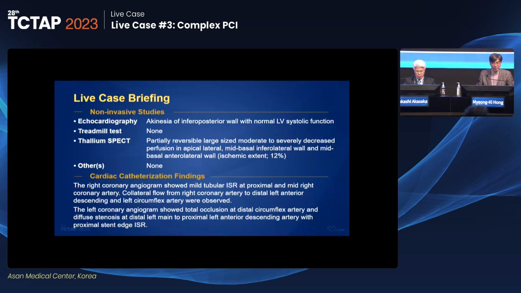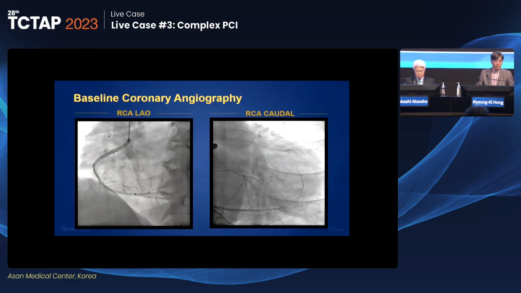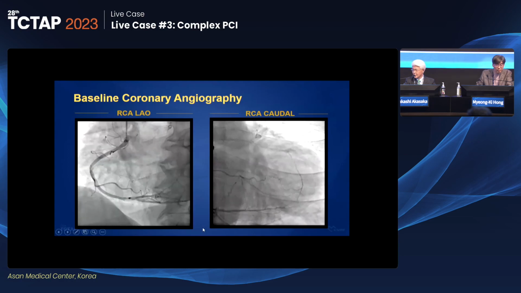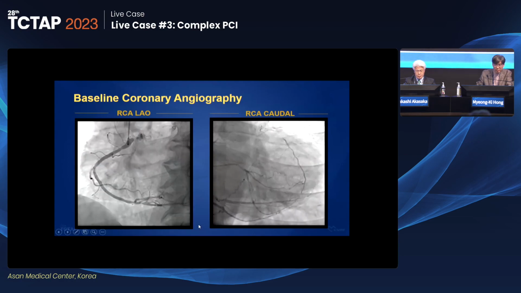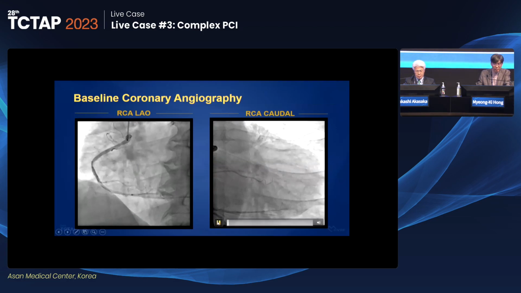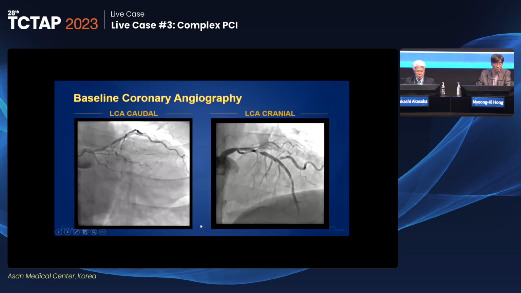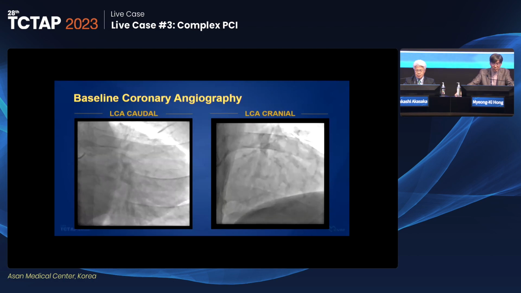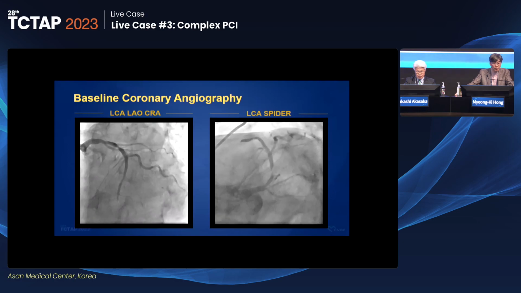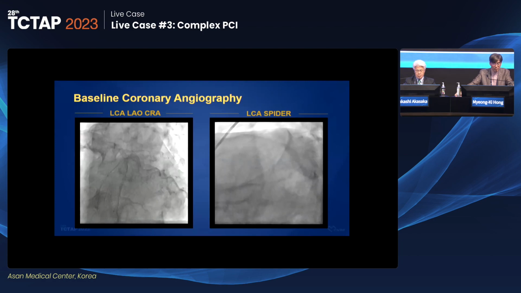Cardiac cath findings. Next. Right coronary angiogram showed mild tubular ISR at proximal and mid portion. And in the RCA caudal view, the collateral flow to the distal LAD and distal circumflex artery was shown. Next. In the left coronary angiogram, caudal view showed significant stenosis at proximal LAD with ISR observed. LCA cranial view is next. LCA caudocranial view and LCA spider view are as follows. It's the end of the presentation.